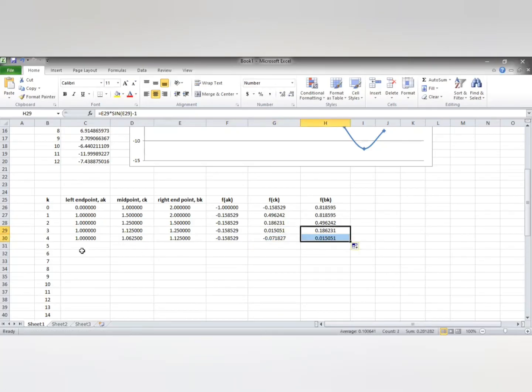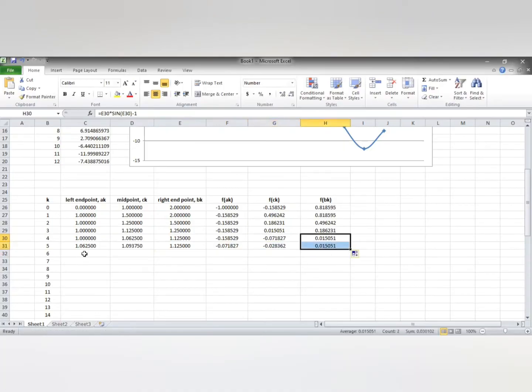Okay, so here the function values at C and B have opposite signs. So our new left endpoint will be the value of CK, and the right endpoint will be the value of CK. Then you can drag this again, then drag and drag.